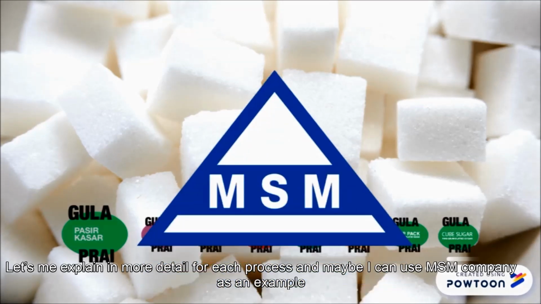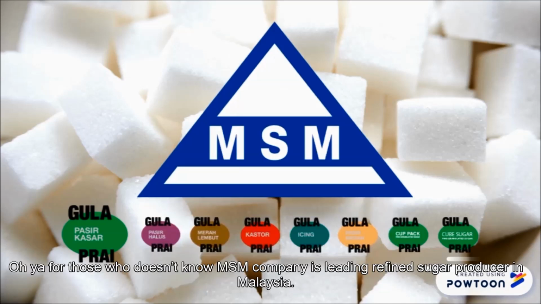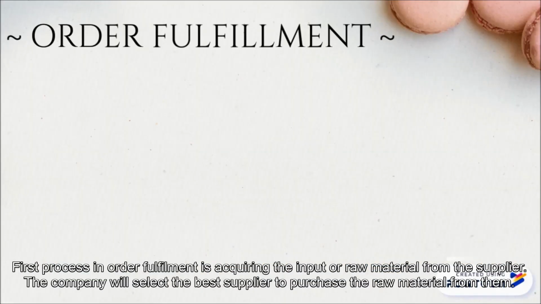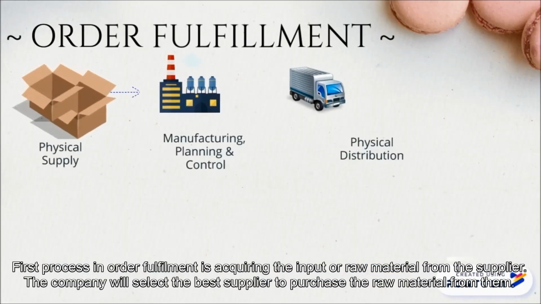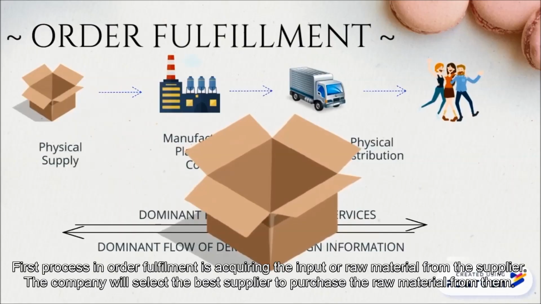Let me explain in more detail for each process, and maybe I can use the MSM company as an example. Oh yeah, for those who don't know, MSM is a leading refined sugar producer in Malaysia. The first process in order fulfillment is acquiring the input or raw material from the supplier. The company will select the best supplier to purchase the raw material for them.